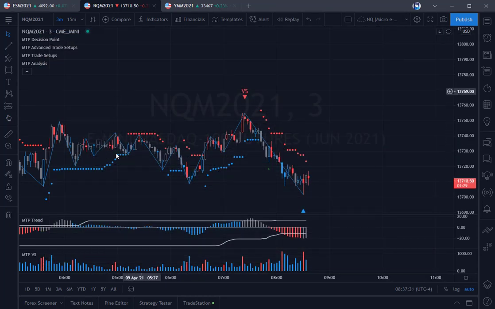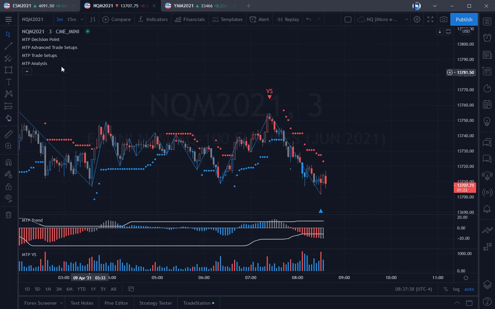In today's video, I'd like to look at our MTPredictor scripts for TradingView, which is what we have here. So the chart I'd like to look at is a 3-minute chart of the NQ, and I'd like to look at this VS cell coming in up here a little while ago.